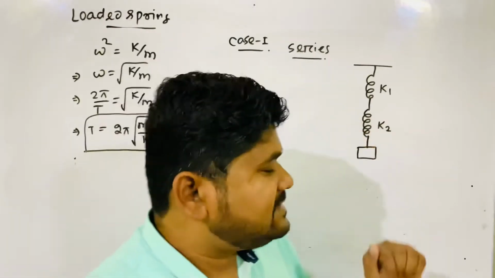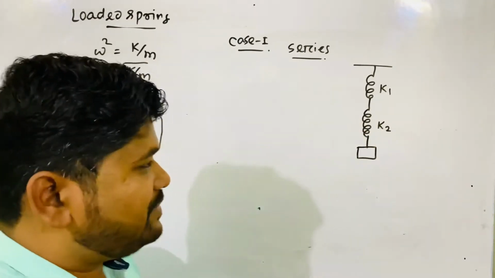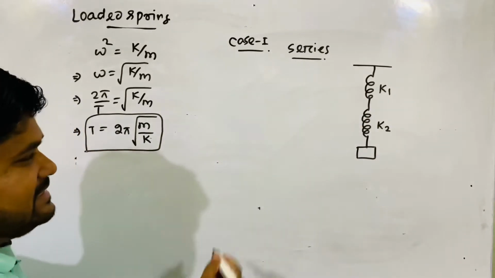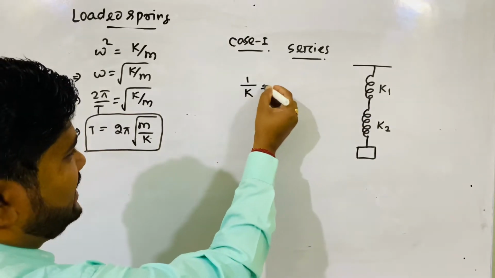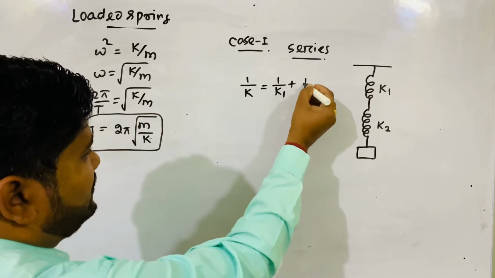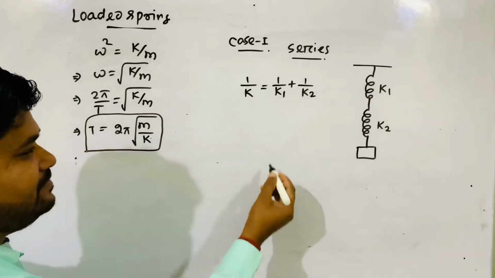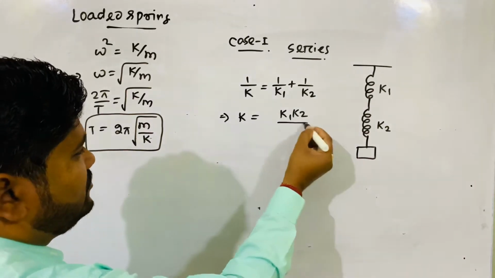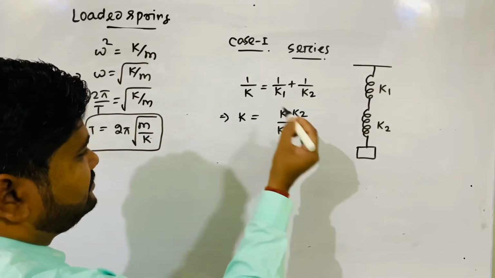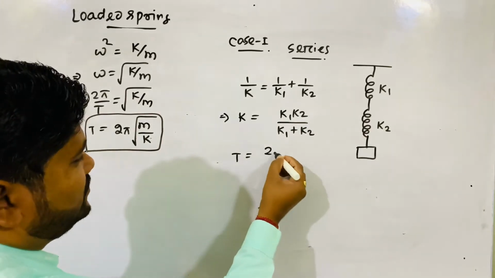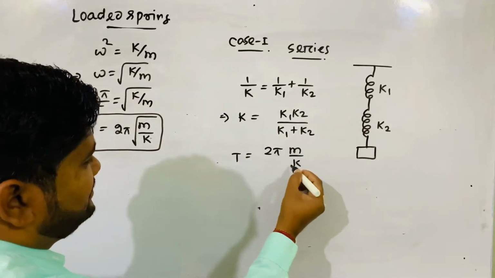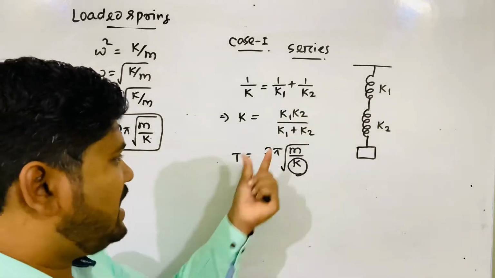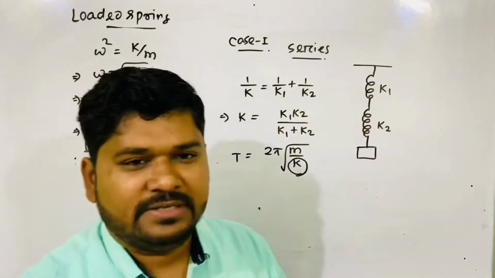So in this case, what happens to the net spring constant? What is the effective spring constant in series combination? That is 1 by K equal to 1 by K1 plus 1 by K2, or you can write K is equal to K1 K2 by K1 plus K2. Then T is equal to 2 pi root M by K. The formula is the same, only you have to replace this K.